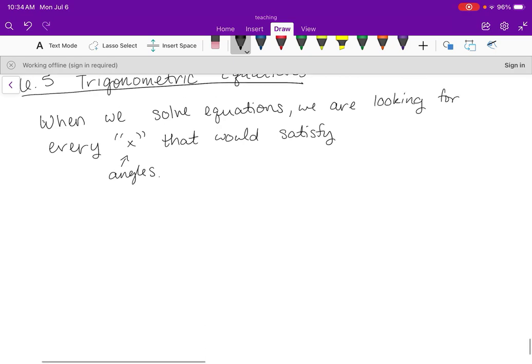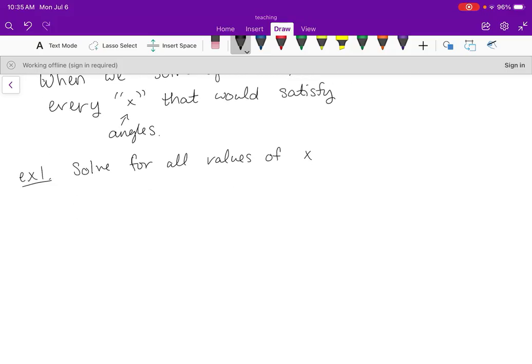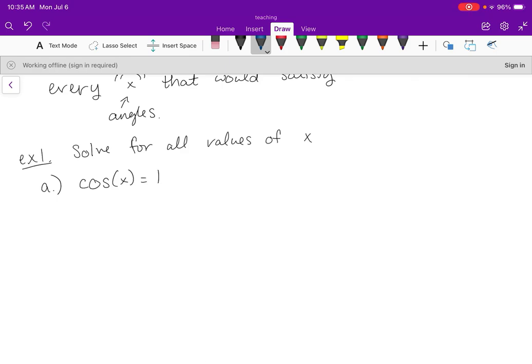So for our first example, I'm just going to say solve for all values of x. We're just going to do a bunch of these, but first I'll start off with cosine x equals 1. What I'm looking for here is the angle that I would plug into cosine so that I would get 1.